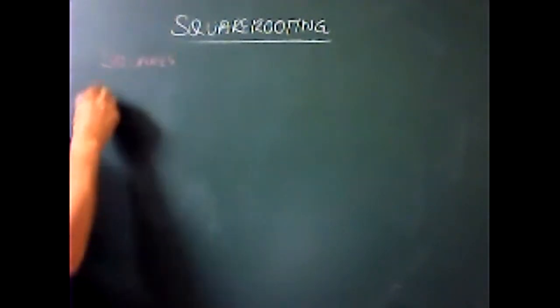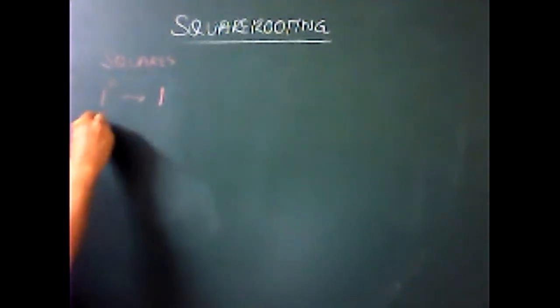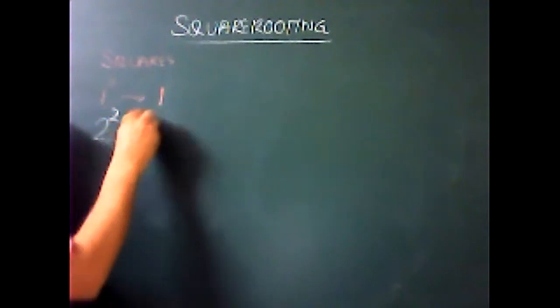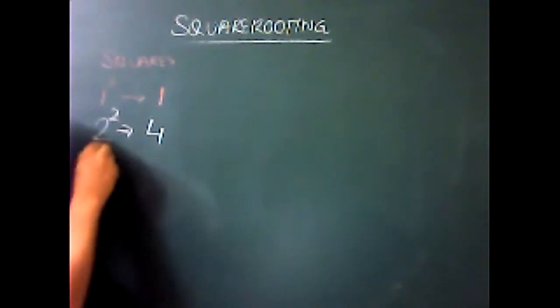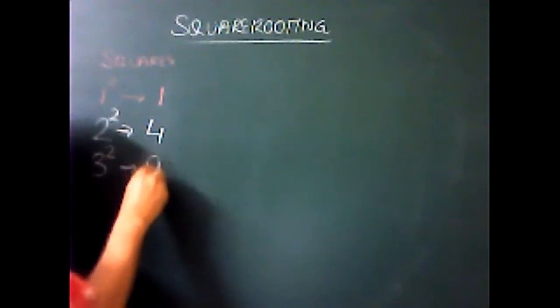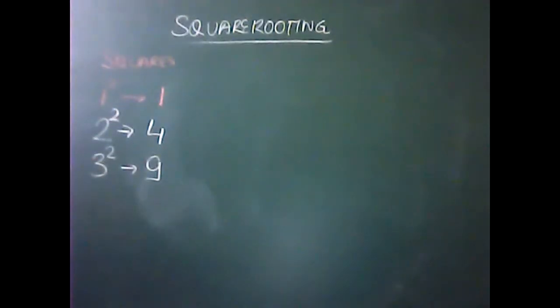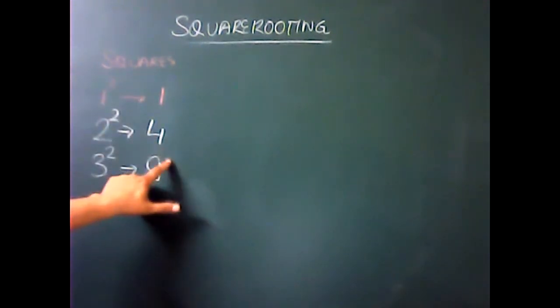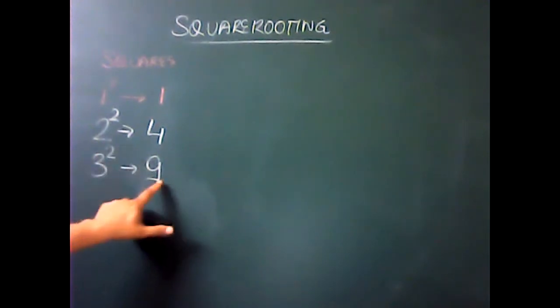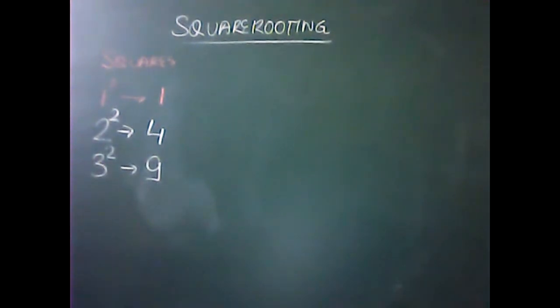We say square of 1 is 1. Square of 2 is 4. Square of 3 is 9. So we say the square root of 1 is 1, the square root of 4 is 2, and the square root of 9 is 3. By square root we mean, of what number this is a square.